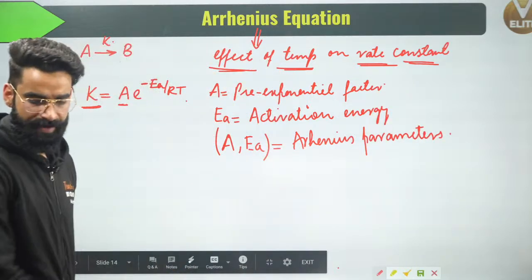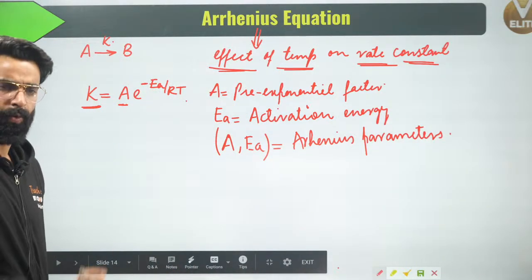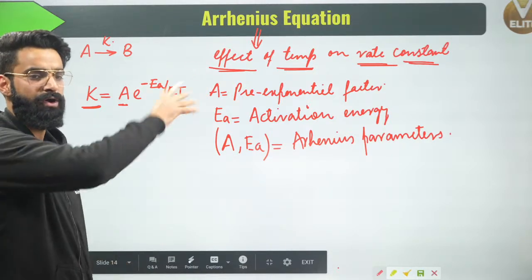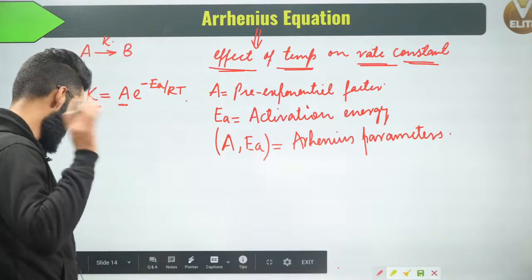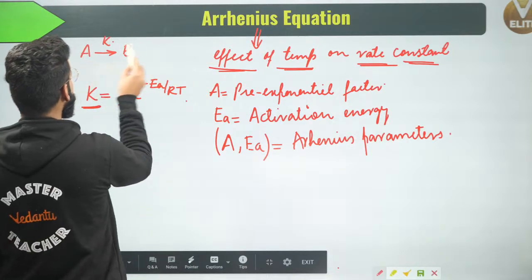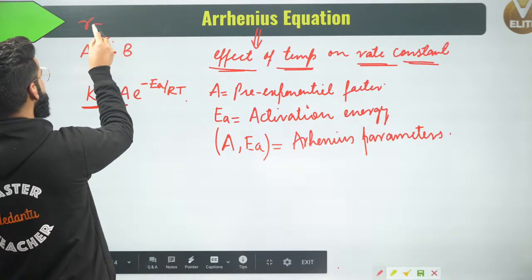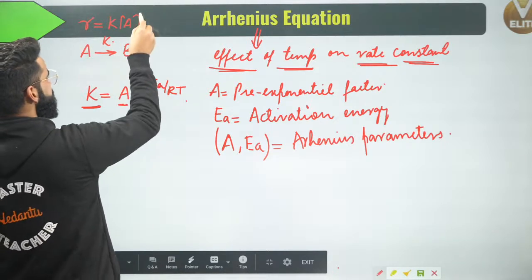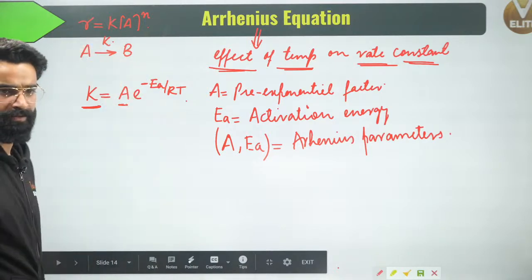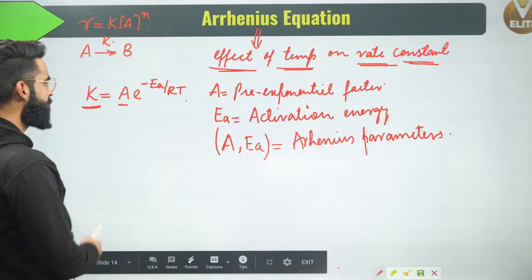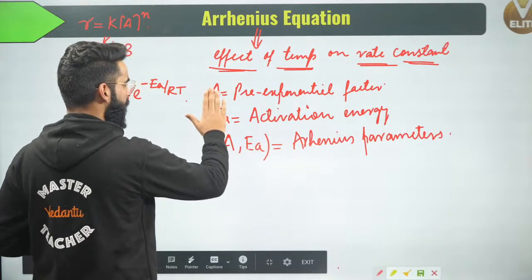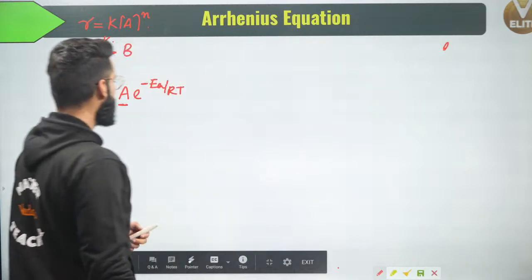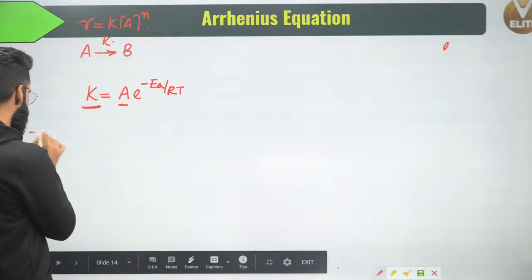Now, as per the Arrhenius equation, we'll get to know what is going to happen to the rate constant and the rate of reaction on changing the temperature. Now, guys, if I write the rate law for this reaction, it's going to be R is equal to K multiplied by concentration of A to the power N, let's say the order of this reaction is N. Now, I'm going to erase all this. I hope you would have copied all this down.